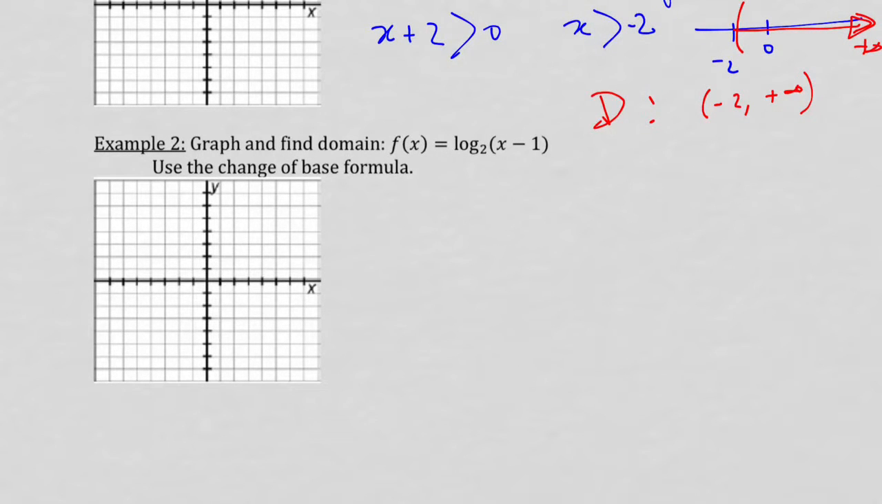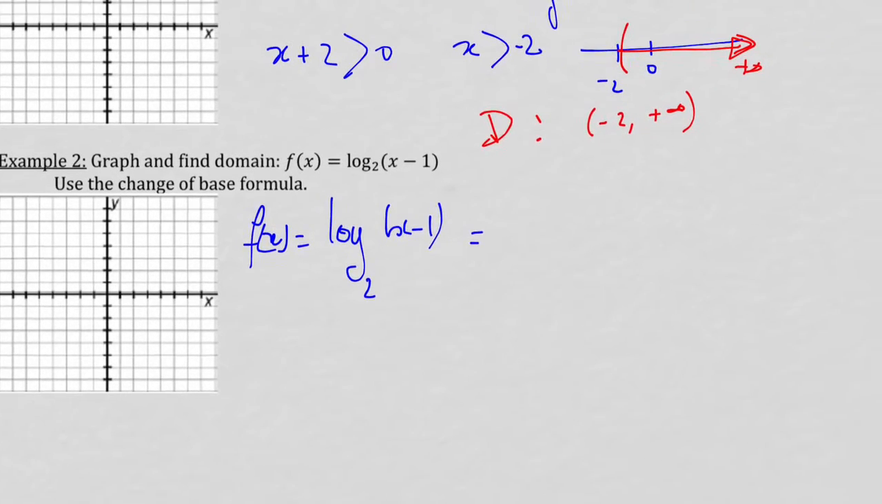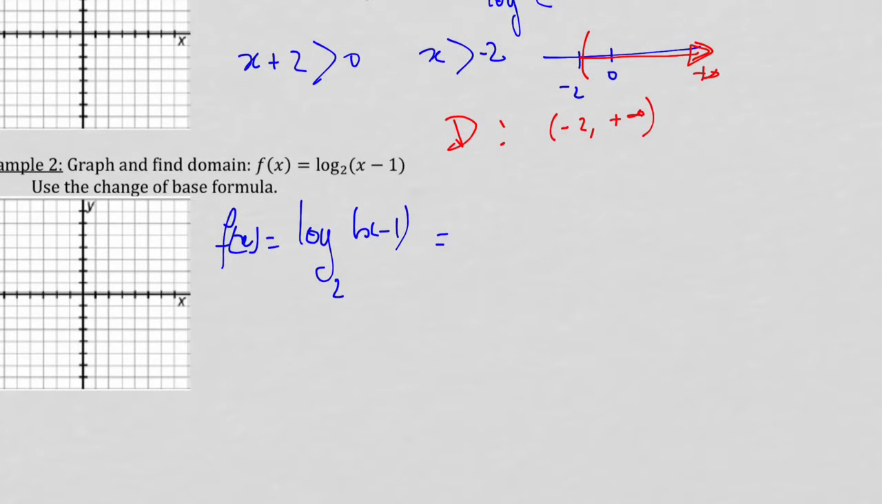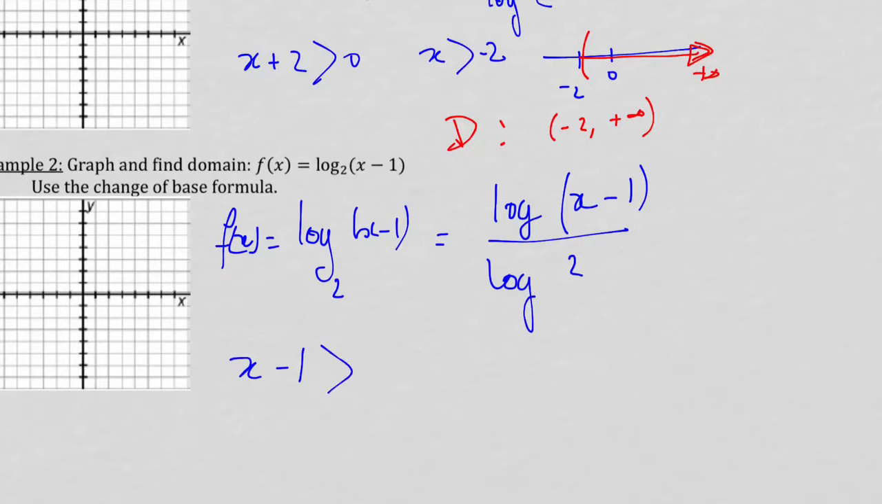We can do exactly the same thing for the second graph. What we have is f of x equal log base 2 of x minus 1. Using my logarithm property, I'm going to change base and put myself in base 10, which is going to be log of x minus 1 divided by log of 2. That implies x minus 1 has to be greater than 0, so x has to be greater than 1.